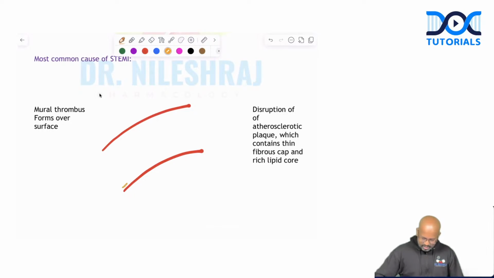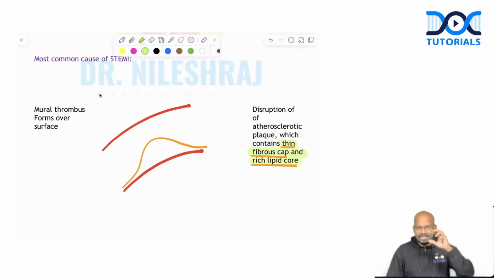And here is where your atherosclerotic plaque is. Okay. We have the atherosclerotic plaque here. So initially what happens, not all the plaques are going to progress on to STEMI. Only those plaques which have a thin fibrous cap and a rich lipid core, as we can see here, those plaques which have a thin fibrous cap and a rich lipid core, those are more prone to land up in disruption of that particular cap.